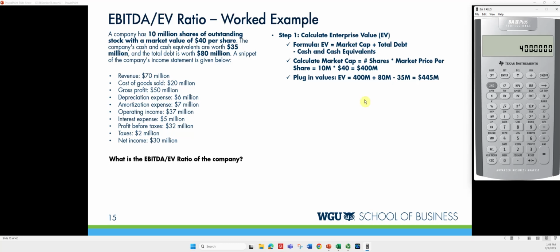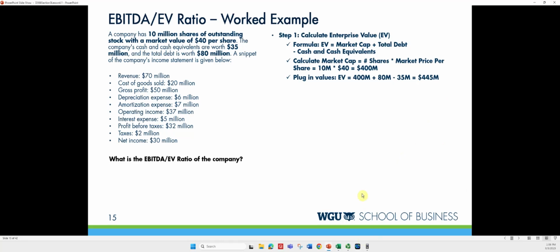Okay, so the next thing we're going to do is plug in the rest of the values. Our total debt, we're going to add that, and that is 80 million, so plus 80 million. Then the last thing we have to do is subtract out our cash and cash equivalents, so minus our 35 million. And that gives us an enterprise value of 445 million.